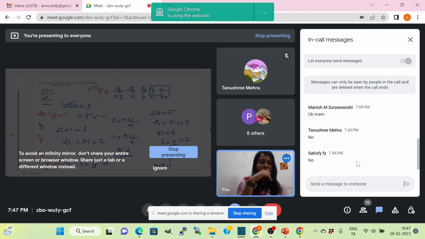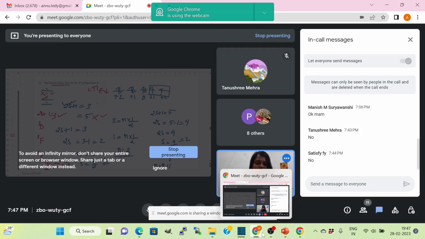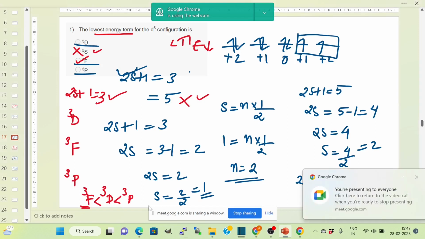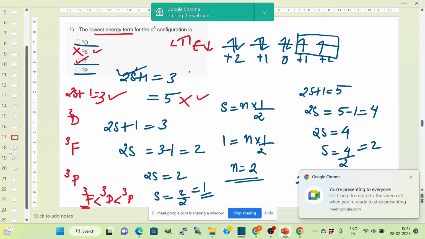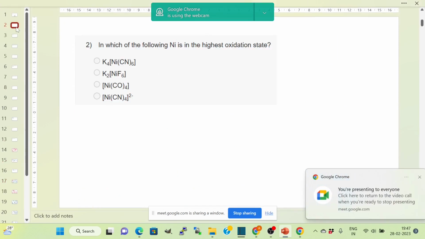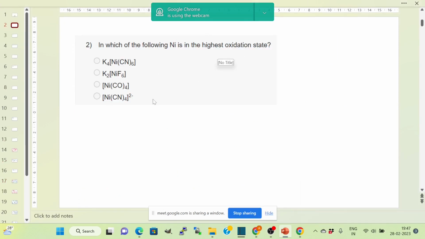Okay, so I hope no one has any questions. So we'll just move on and then we'll discuss, we'll refresh our memories. Okay, so for this one, first I think I'll ask you stepwise. So put it in the chat box. What is the oxidation state of Ni here in option A?